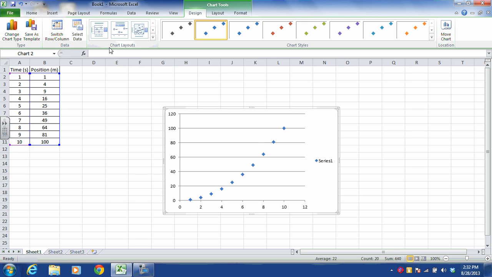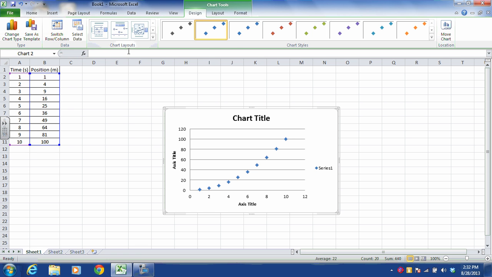But notice what's missing. We don't have a title on it. We don't have an X and Y legend on it. So look where he's going. Chart layouts, the one to the left. I've learned from experience, if you don't do this now and you move on, you can't go back. So you've got to do this right now. Here we go. Click.